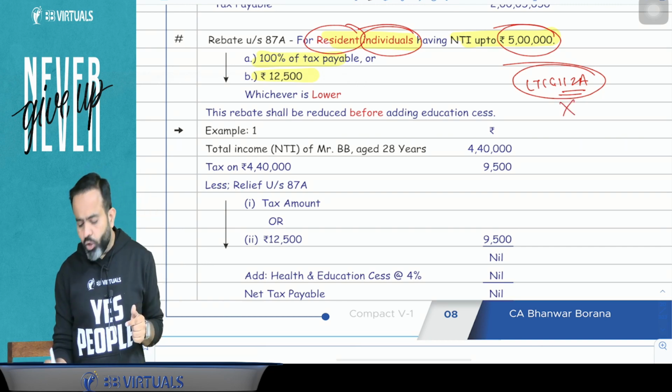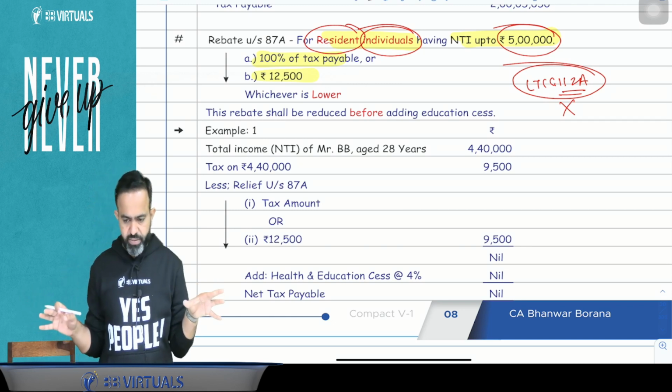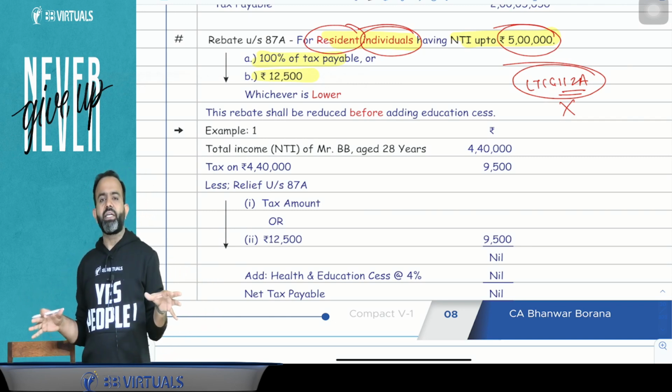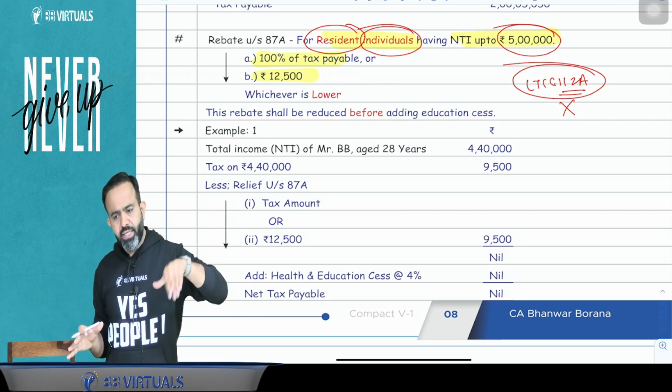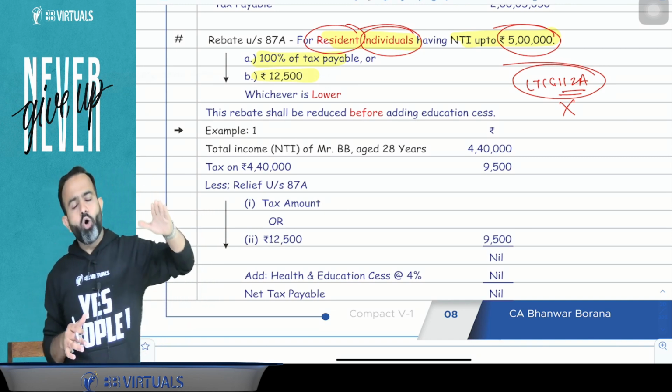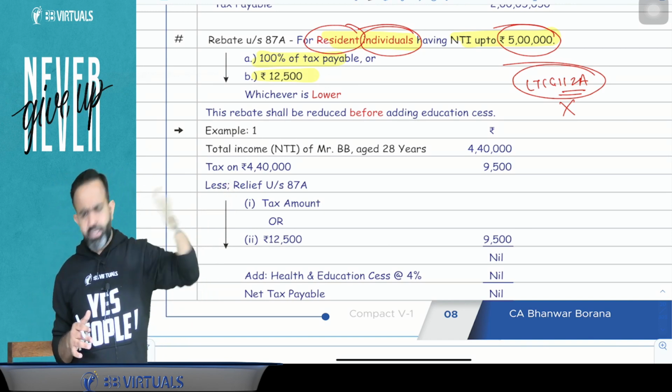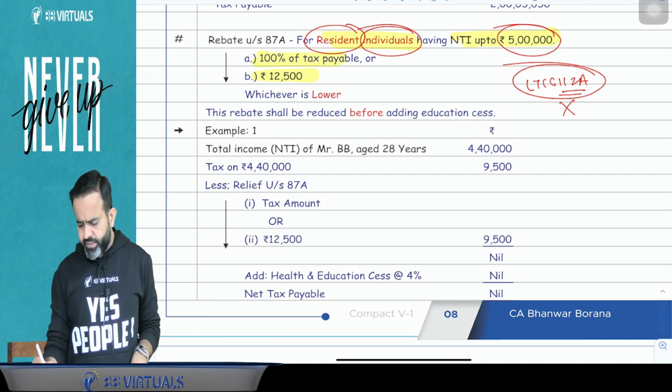Against that long-term capital gain, this rebate is not applicable. But other than that long-term capital gain, against all other types of income, yes, this rebate is applicable.